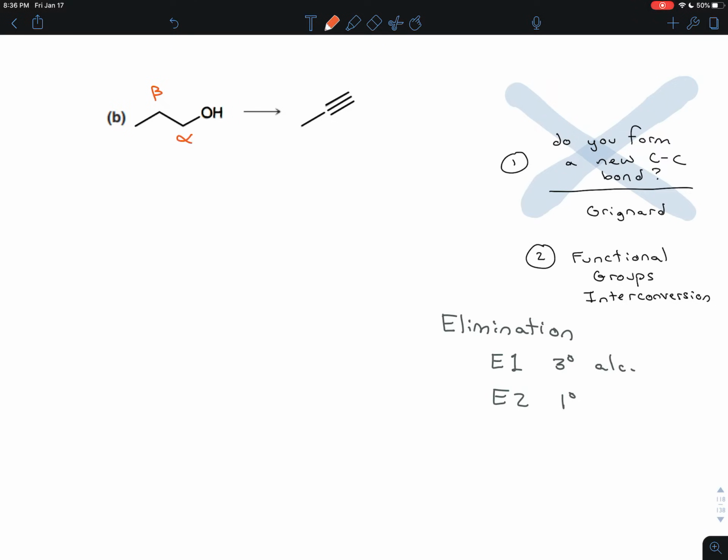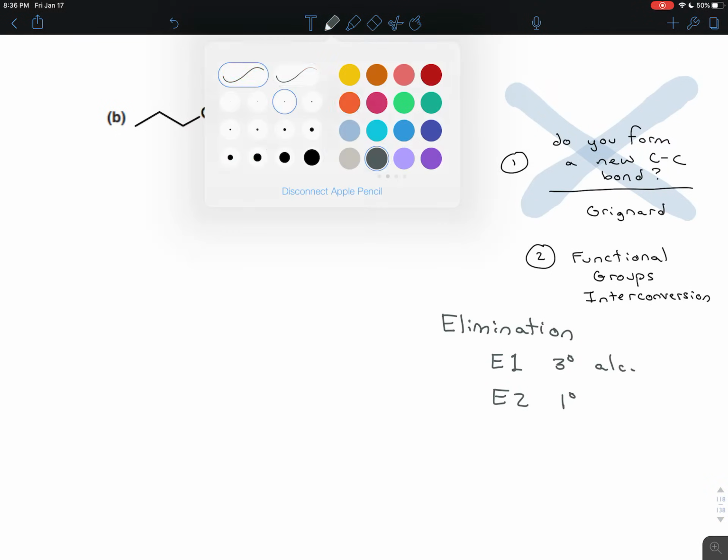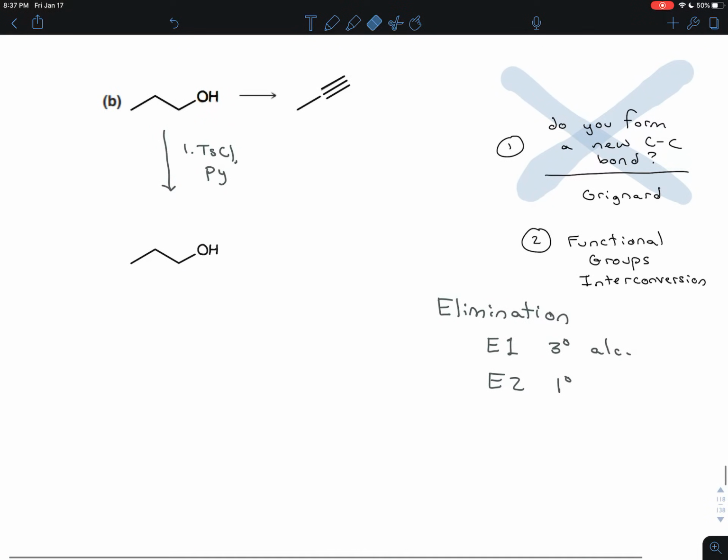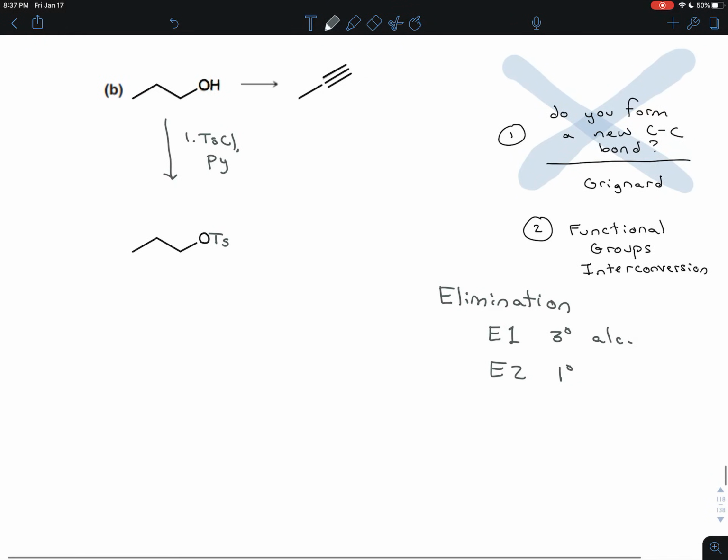However, when you do an E2 reaction, the first thing you have to do is turn the OH into a good leaving group, because right now the OH is a bad leaving group. So in your first step, you would want to use tosyl chloride and pyridine. And we've walked through the mechanism for that in a previous video in this chapter, what tosyl chloride looks like and how it works. What you end up getting after you use tosyl chloride is called a tosylate. And so this is now a good leaving group. And now you can do an elimination.